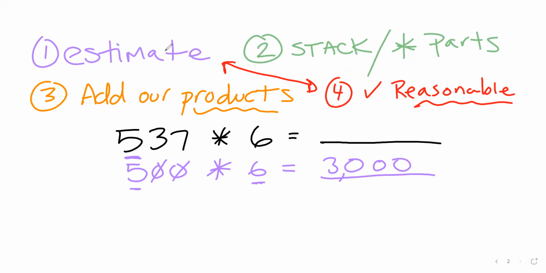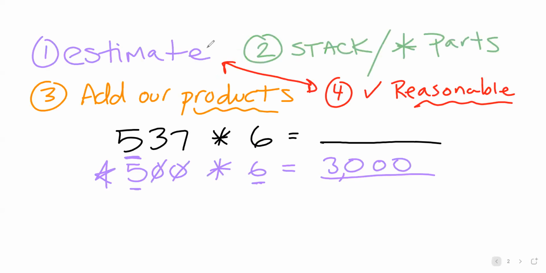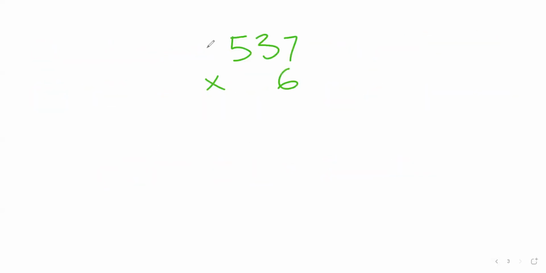So next we're actually going to solve this. I'm going to go to the other page. I'm going to be jumping back and forth between pages on this one so we have space, but I'm going to keep my estimation here. But now let's stack and multiply the parts. So 537 times 6. So I'm going to stack that. 537 times 6, right? Is that right? 537 times 6. Great. Stack.